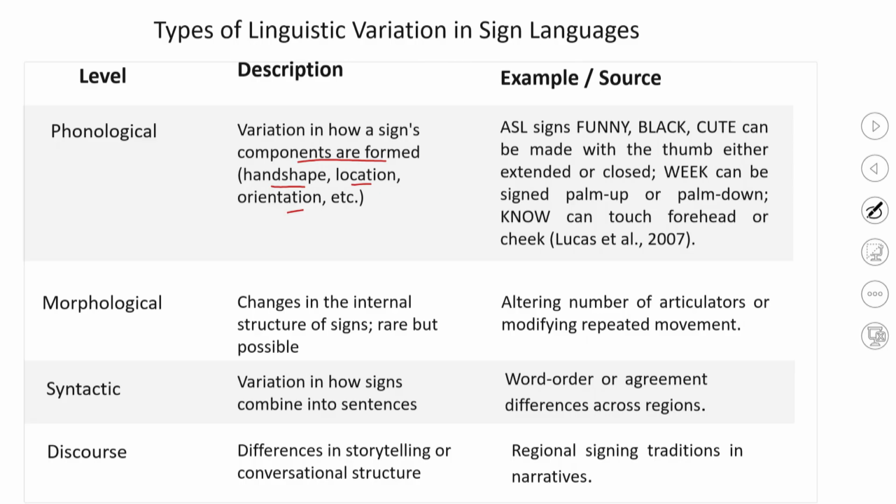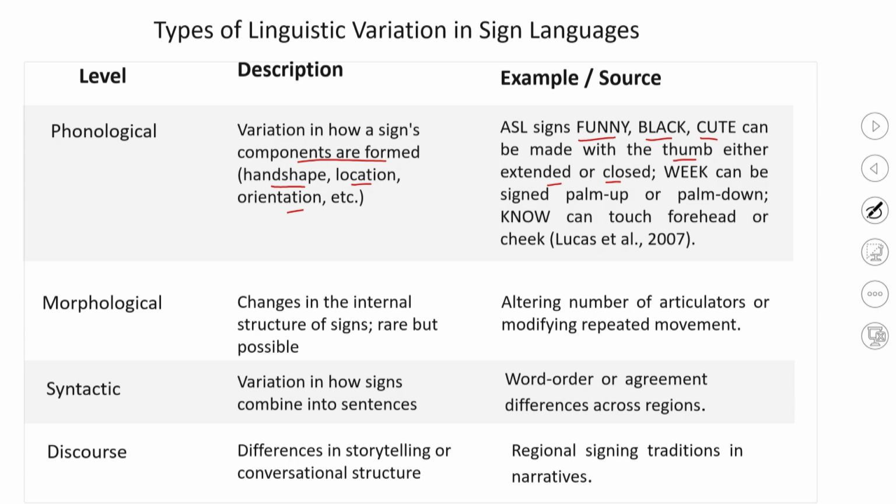So, ASL, this is an example. In American Sign Language, the signs funny, black, and cute can be made with the thumb either extended or closed. So, these are phonological variations. When we talk about hand shape, in the category of hand shape, there can be different types. The thumb can either be extended or closed to mean those words.